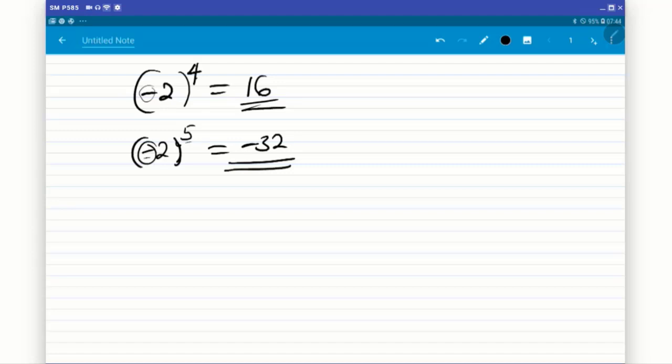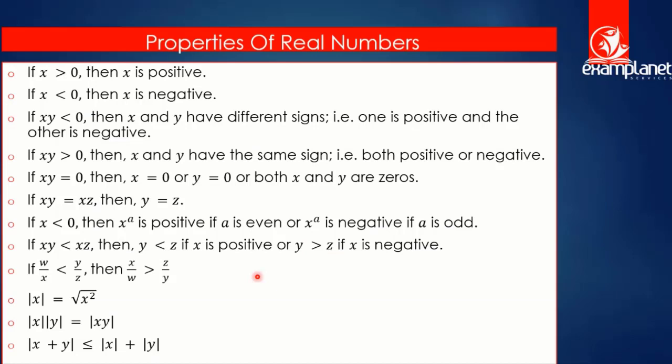Okay, so if you have a negative number and you raise it to an even power, you get a positive result. But if you raise it to an odd power, you get a negative result. That's what we are trying to say in that statement. Alright, so another one says, if xy is less than xz, then y is less than z if x is positive, or y is greater than z if x is negative. Can you notice that? So here we have inequality. It's different from this equation.